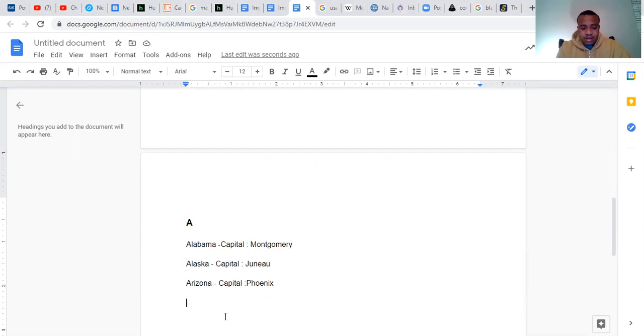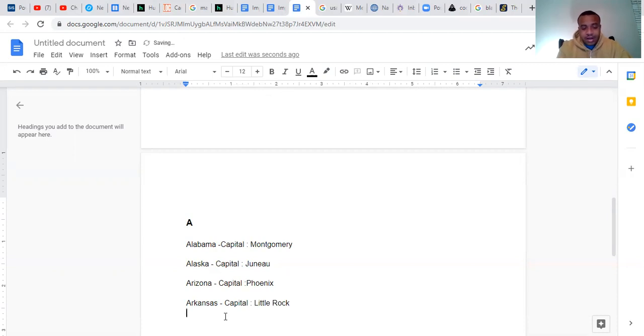The next state, Arkansas. Now I know that looks like Kansas. No, it's Arkansas. The capital of Arkansas is not Big Rock, Medium Rock, but Little Rock. Little Rock. The capital of Arkansas is Little Rock.